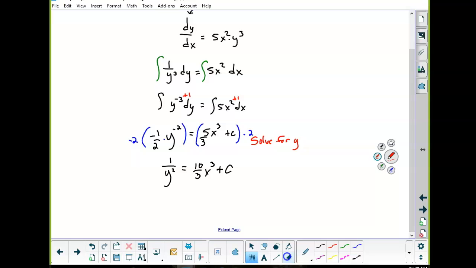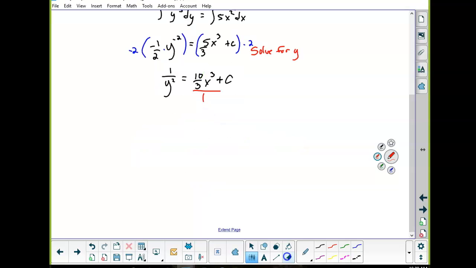And then we run into that same problem we had on the last example. We have 1 over y squared. I don't like that. So I want to just flip the reciprocal of both sides. So this will be y squared over 1, and then 1 over the quantity of 10 thirds x to the third plus c. And now it's much easier to get rid of the square root.